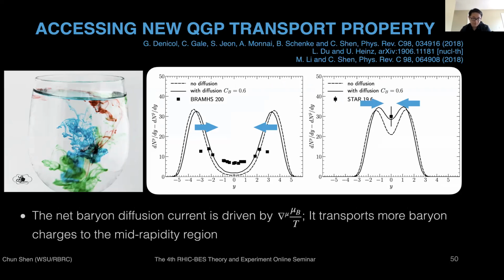In heavy ion collisions, the QGP is rapidly expanding, so you can look at the effects of charge diffusion in terms of net proton distributions as a function of rapidity. Because this diffusion is driven by the gradients of chemical potential over temperature, you can see that the density gradient is actually pointing inward. So if you include a large diffusion constant, you will have more baryon transport into the middle rapidity. This is more clearly shown at 19.6 GeV, where with and without diffusion, you get a shape change in these net proton distributions.